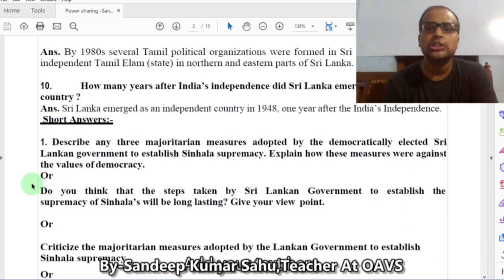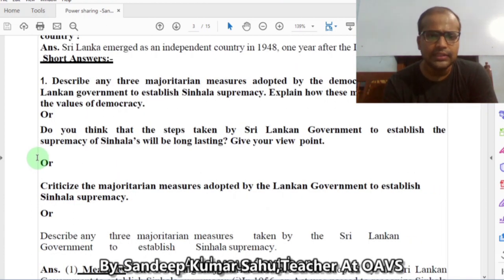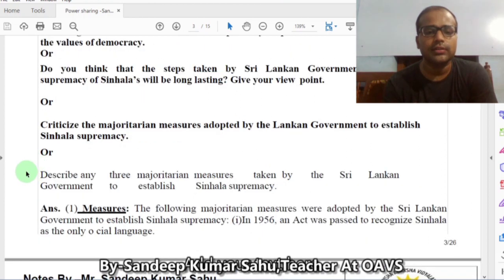Now we'll move to the short questions. The first question is: describe any 3 majoritarian measures adopted by the democratically elected Sri Lankan government to establish Sinhala supremacy. Explain how these measures were against the values of democracy. Or, do you think that the steps taken by the Sri Lankan government to establish the supremacy of Sinhala will be long lasting? Give your viewpoints. Or, criticize the majoritarian measures adopted by the Sri Lankan government to establish Sinhala supremacy. All 3 questions have the same answer.